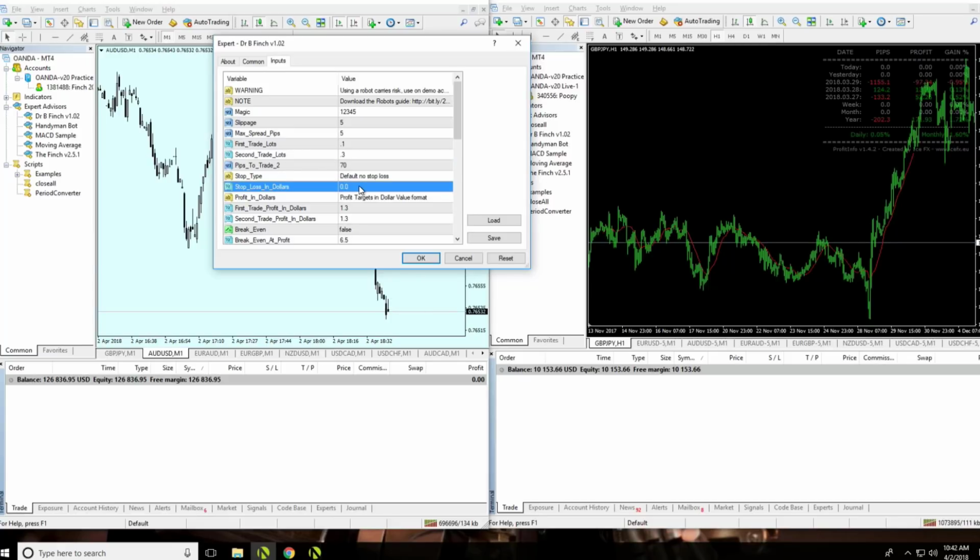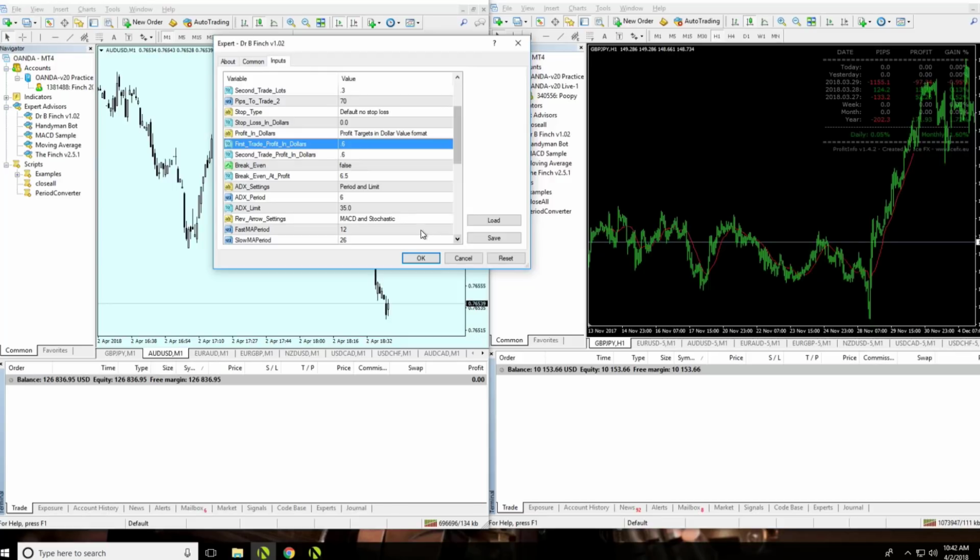We're not going to use a stop loss. We're going to close our trades every day if we can. Our first profit target is set right now to 1.3, and the second is set to 1.3. We're going to change this profit target to 0.6. We're going to reduce the profit target so it closes more trades and is less likely to become stuck in a trade. We're going to use for our ADX period 21 and the ADX limit 20.